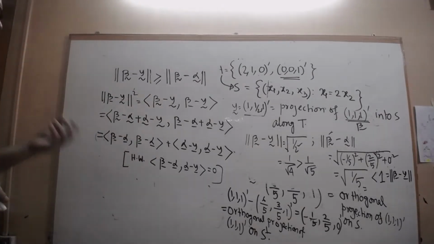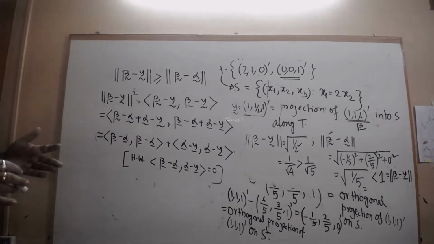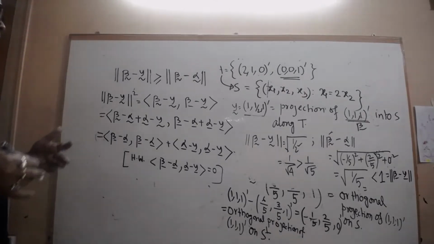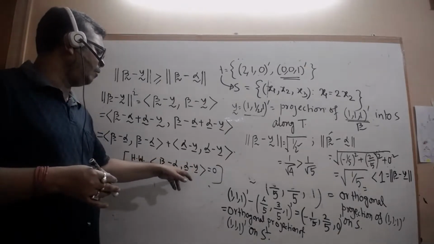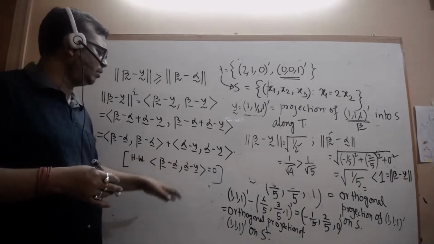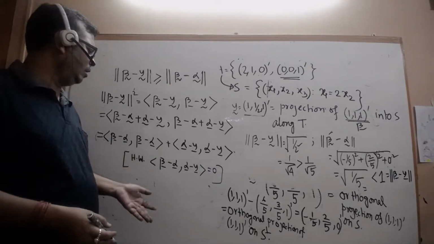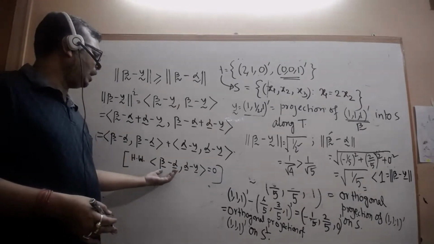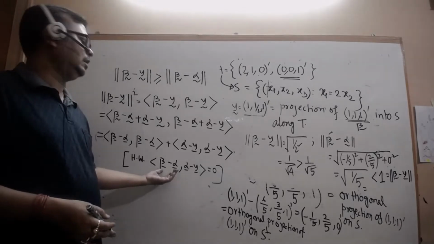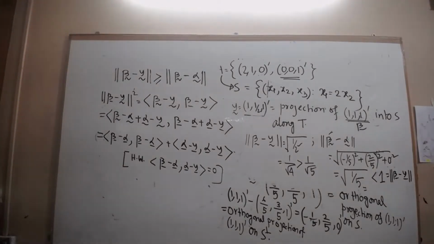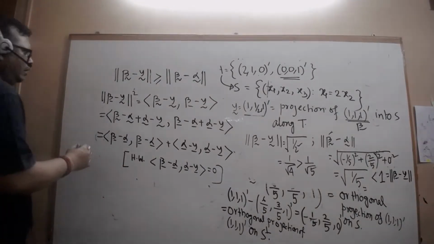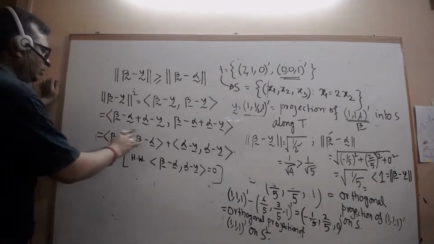Y curve is any projection of beta curve into S, and alpha curve is the orthogonal projection. So both belong to S. That means alpha curve minus y curve is a linear combination of alpha curve and y curve. So this again belongs to S, and beta curve minus alpha curve is orthogonal to S. Hence this should be 0. So please take this thing. This is the argument.